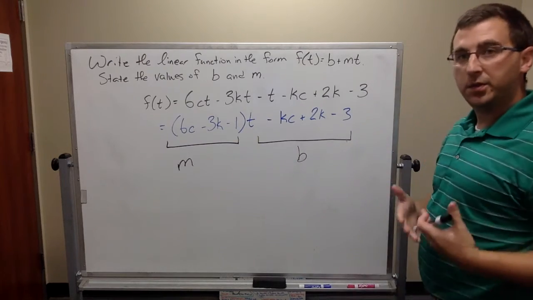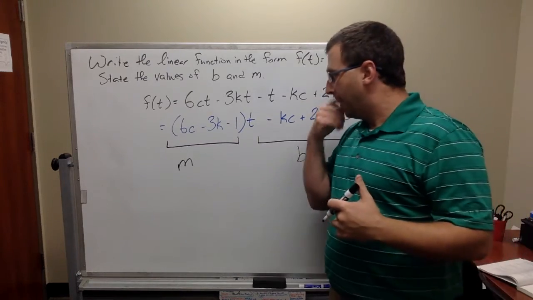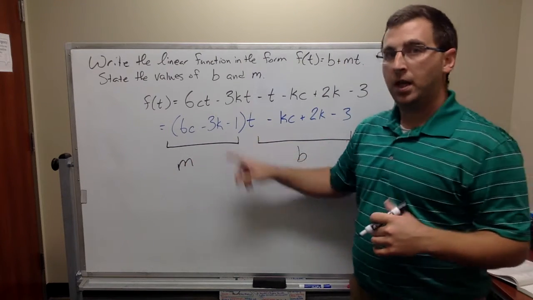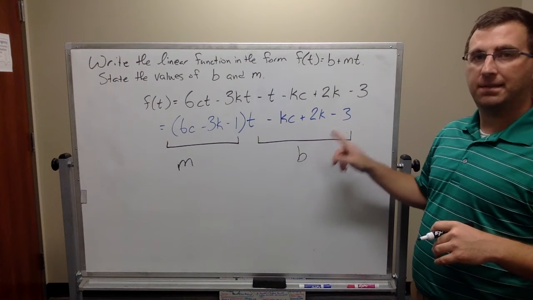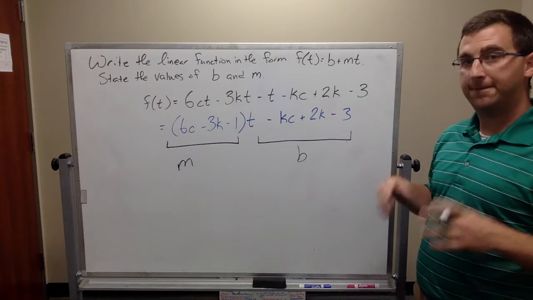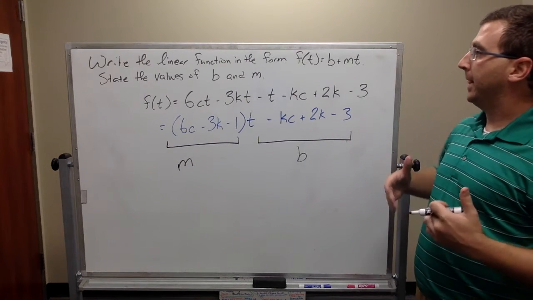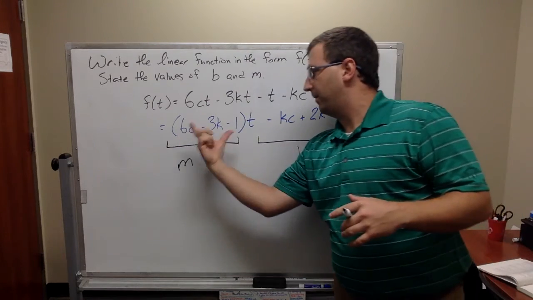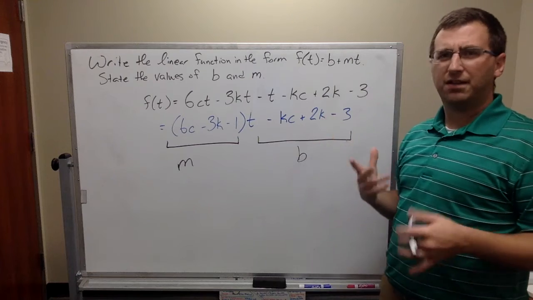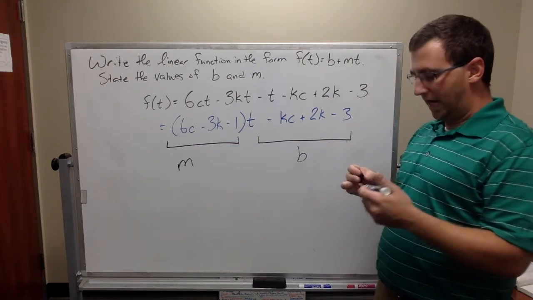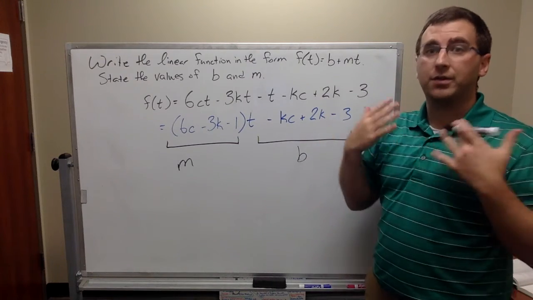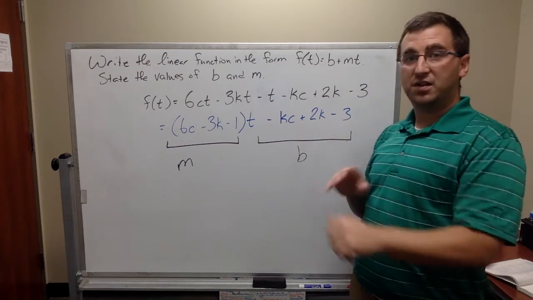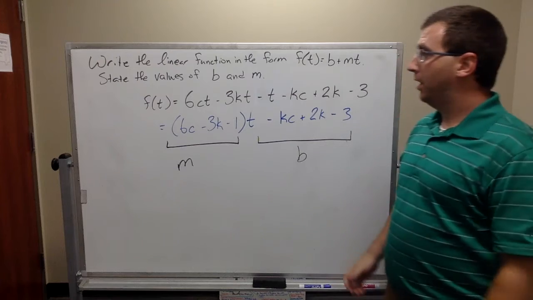So, whenever you're doing this problem in Wiley Plus, your m value would be 6c minus 3k minus 1. Your b value would be minus kc plus 2k minus 3. Okay? So, a lot to type in. But, like I said, this stuff doesn't have to be first and this stuff last. I don't think Wiley Plus even matters or even cares about that. Even for me as your instructor, I don't care. As long as it's there, as long as the signs are correct, you're good.